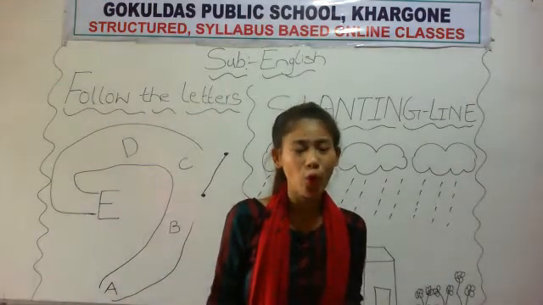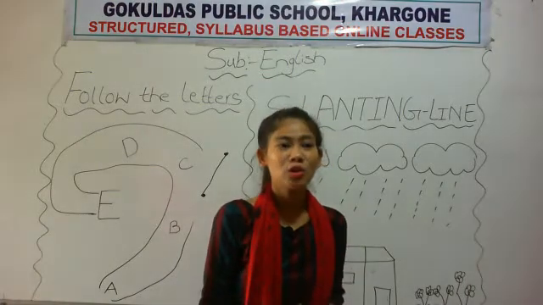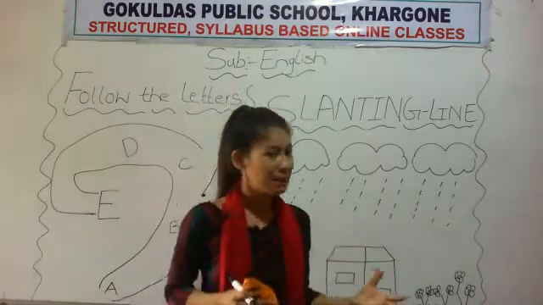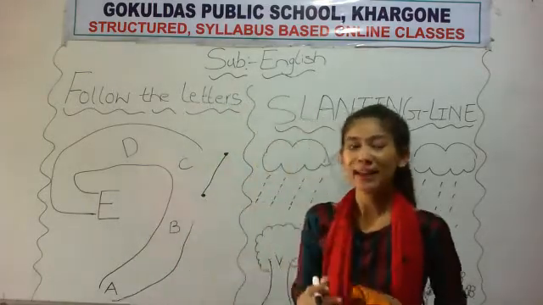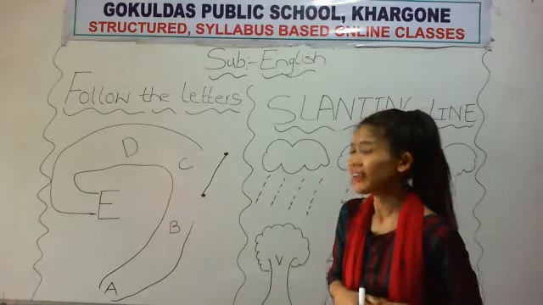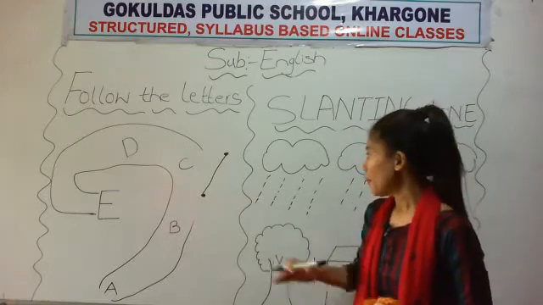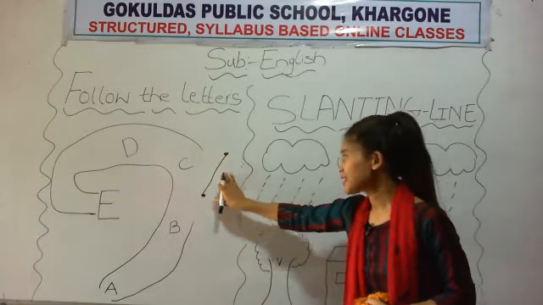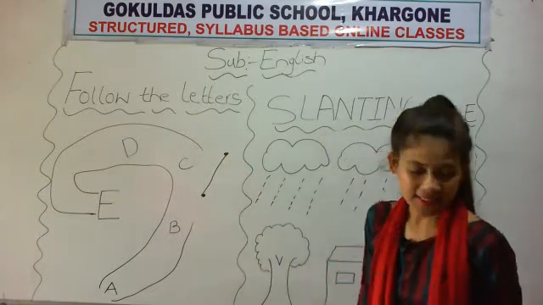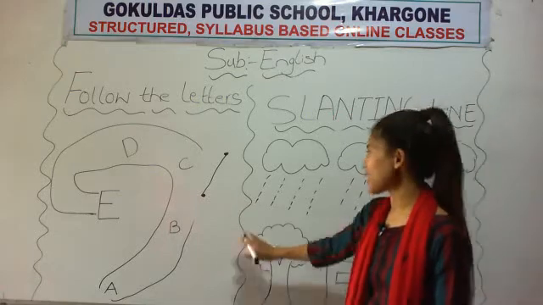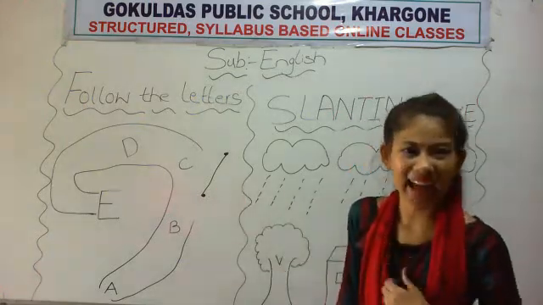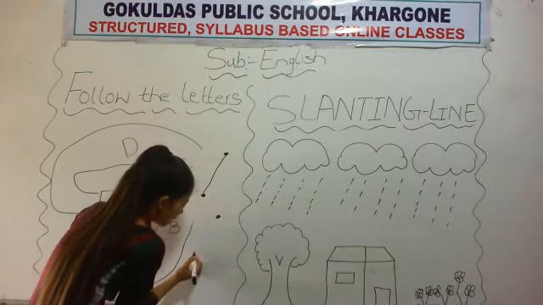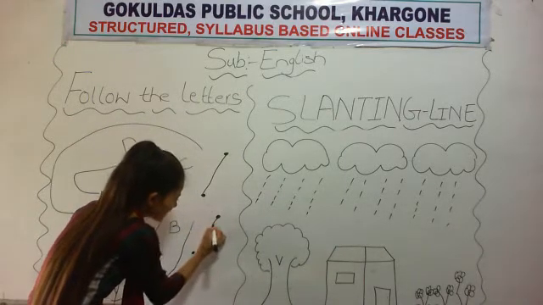See, we are learning one more new line so that you can make one more new letter. With the help of the sleeping line and standing line, we have made letter E and H, right? But now we are learning a new line. Which one is it? Slanting line. How to make a slanting line? See, make a dot, make one more dot and make a slanting line.